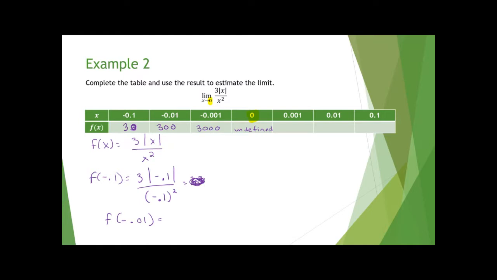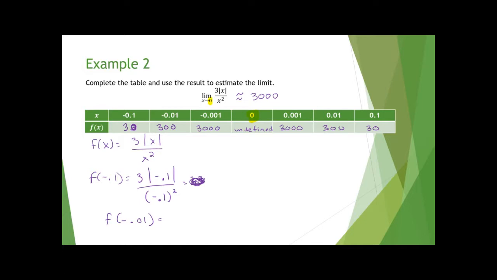Okay, now if I put in the positive, I should get the same, because squaring a positive is the same as squaring a negative, and absolute value of a positive is the same as absolute value of a negative. So I'm actually going to get the same numbers here in the other direction. So I got 3,000. So if you had to make a guess at what the value would be at 0 if it were not undefined, the left side is 3,000, the right side is 3,000. So we can estimate the limit at 3,000.